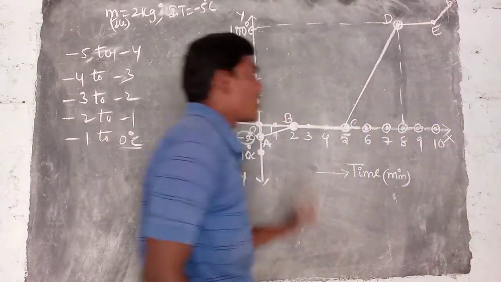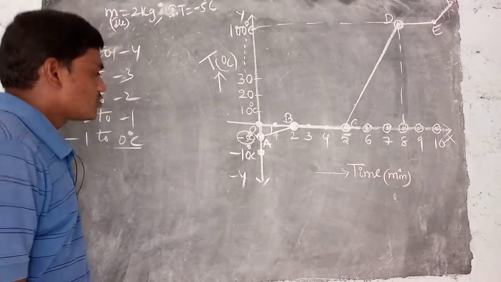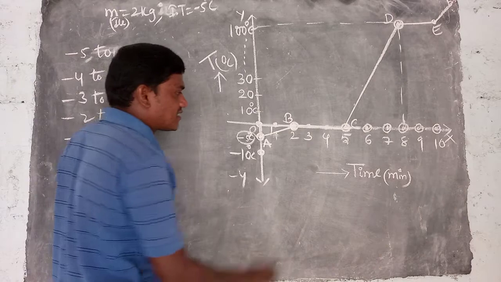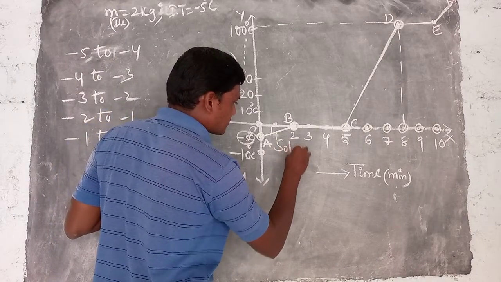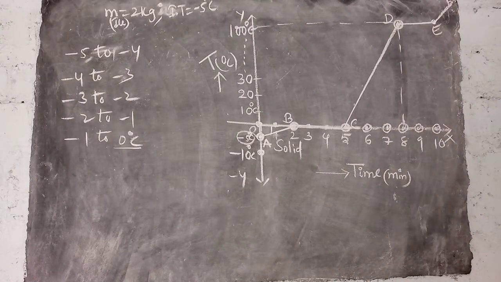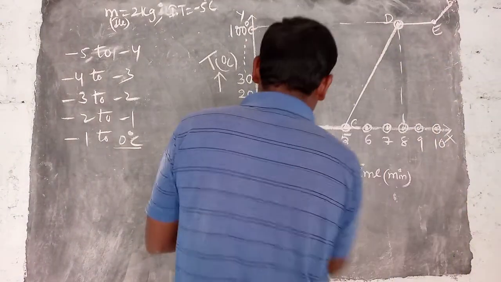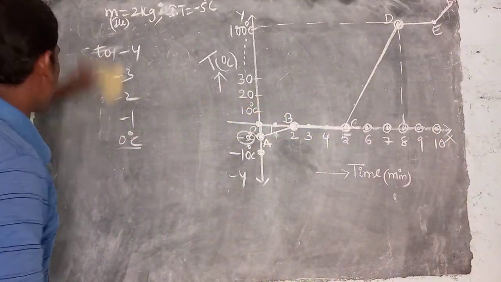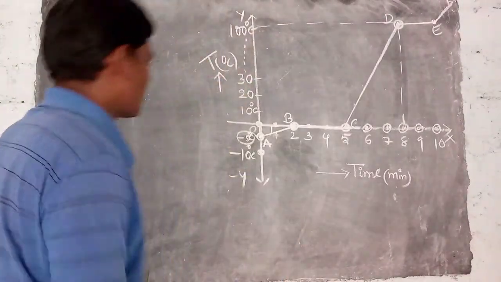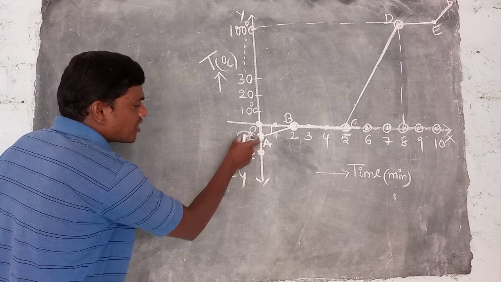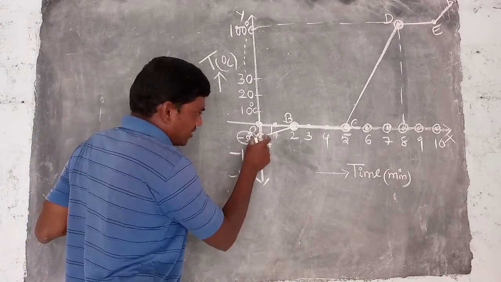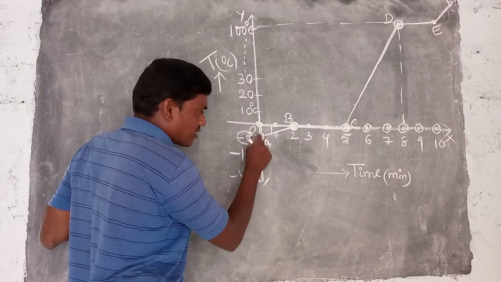We are considering some points here. A to B, which state does it represent? Solid state. So from the diagram, we observe this. Once again, listen very carefully. What is the initial temperature of the 2 kg mass of ice cubes? Minus 5 degrees Celsius. That's why we can put the dot here, because the process will start.